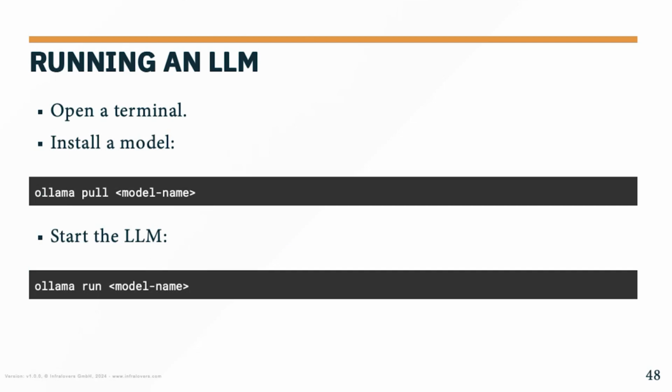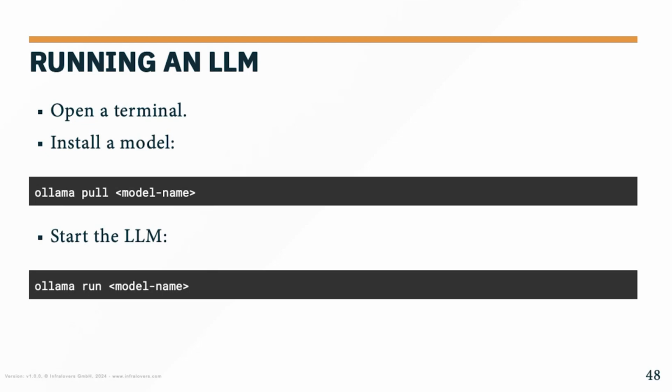So to run an LLM with Ollama, you can open up a terminal and install a model using the ollama pull command, which will download a certain model which you've specified and its dependencies to your machine. And there are plenty of models available, like I said, each with their different sizes, versions, and capabilities.